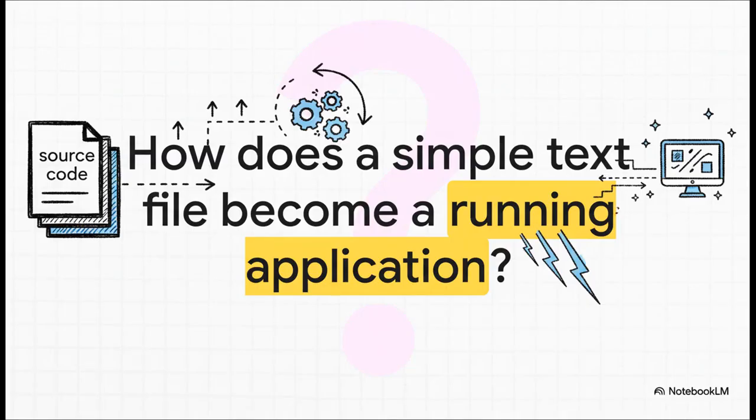Yeah, this is the big question, right? On one hand, you have source code, basically a text file filled with instructions, and on the other, you have a final working program. So what happens in between? It's this brilliant, logical process that's pretty much the foundation of how our entire digital world functions.